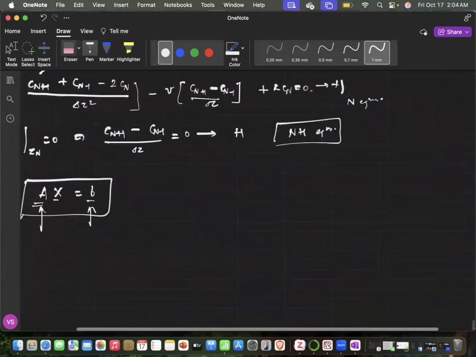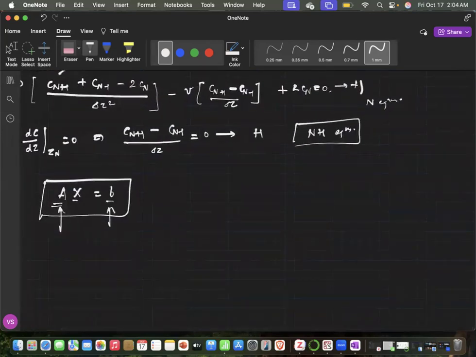Okay. So the first variable in my x vector is going to be C1. Okay. So C1, C2, C3, and so on. That's how my x vector is going to look.